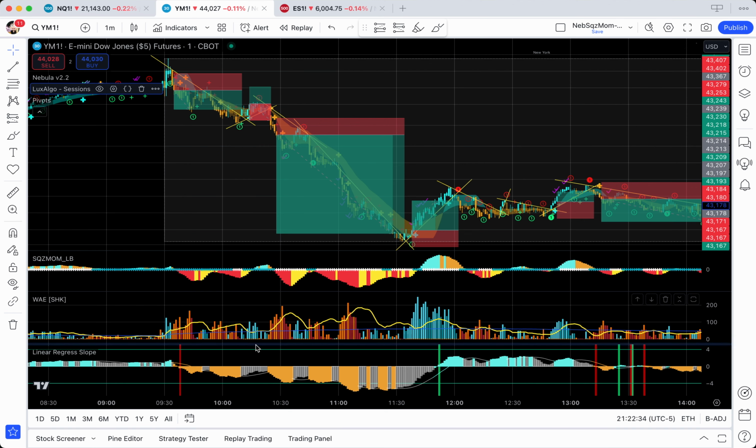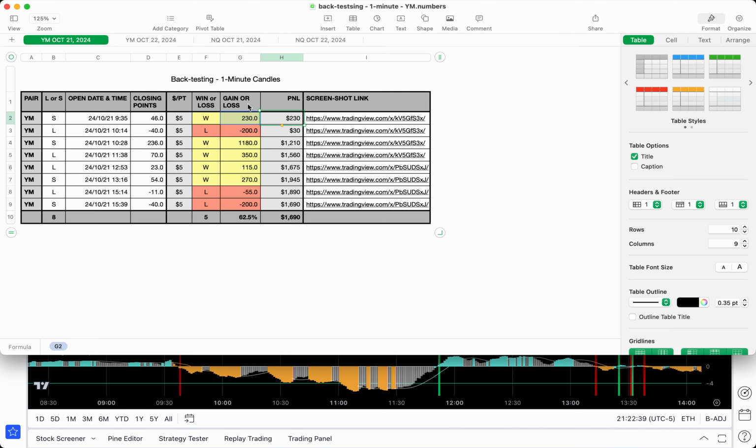The next one, look at the time at the bottom here, was 10:14. We lost 40 points on this, so we fill this out. We tried to go long, 10:14. We lost 40 points. That means we lost $200 in this trade. Our P&L so far is then $30. 230 minus 200, $30. And we carry on.